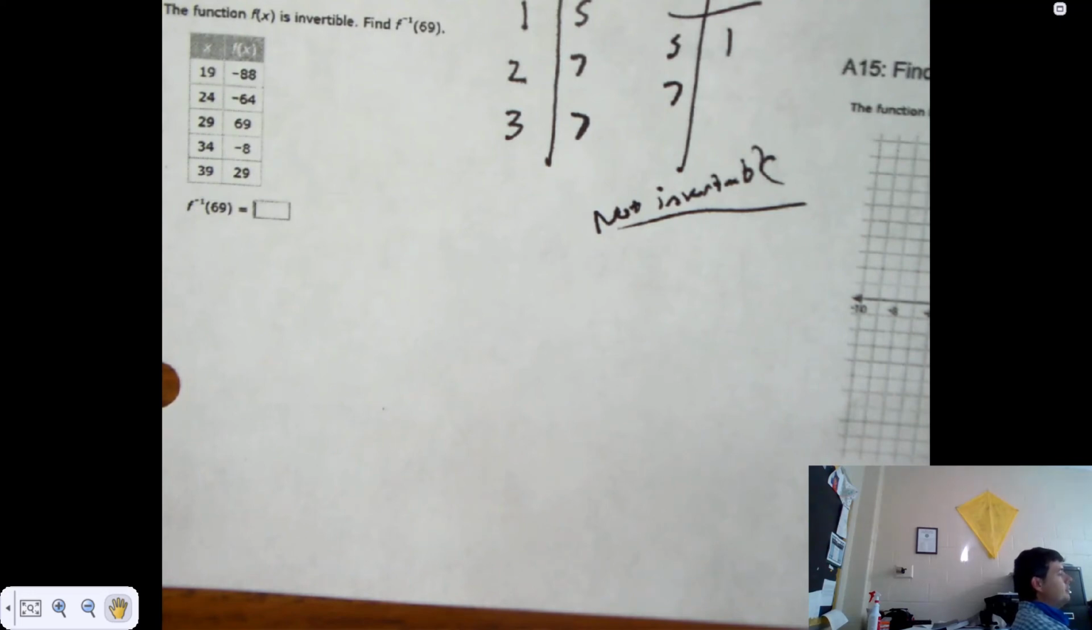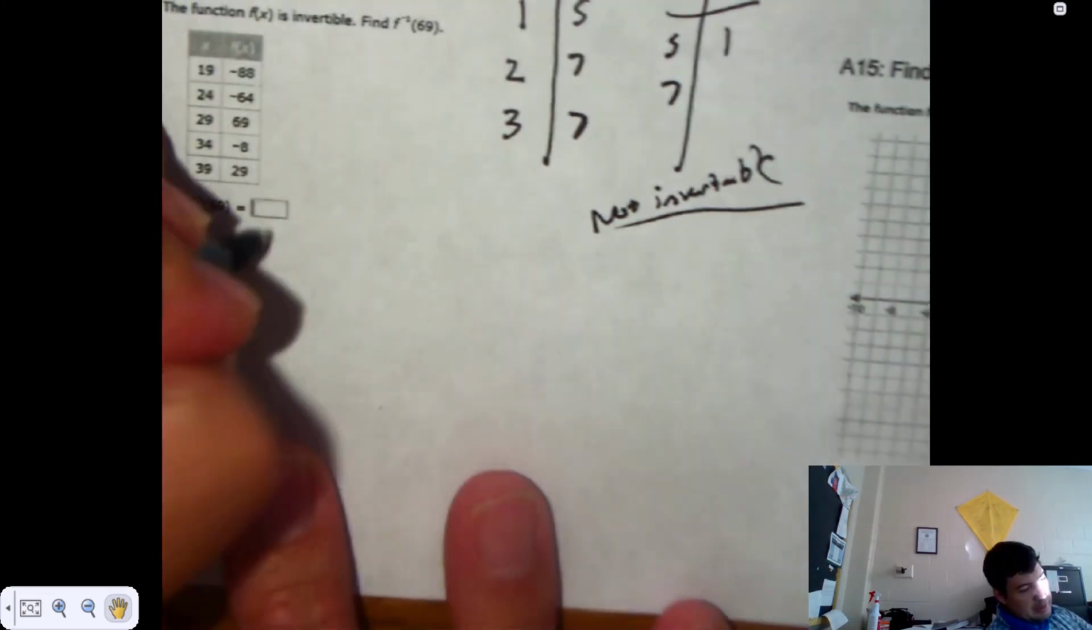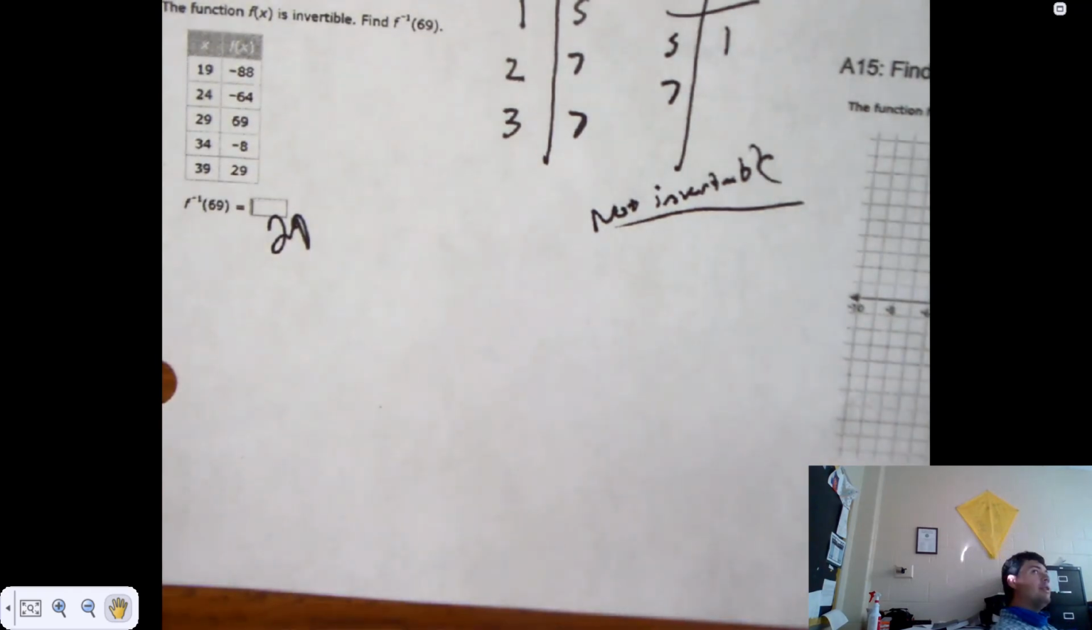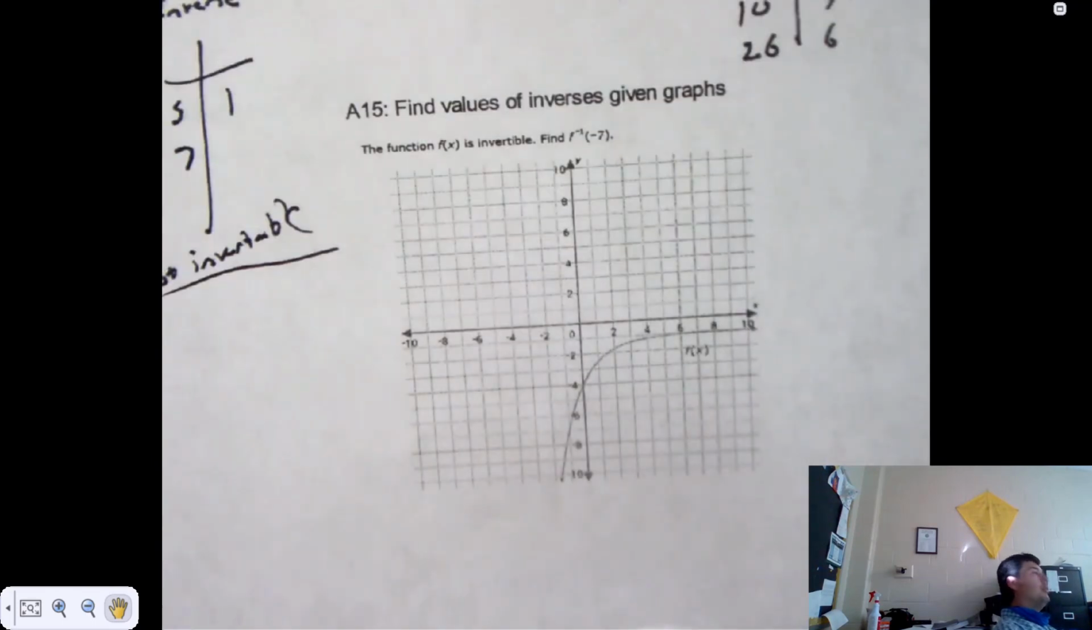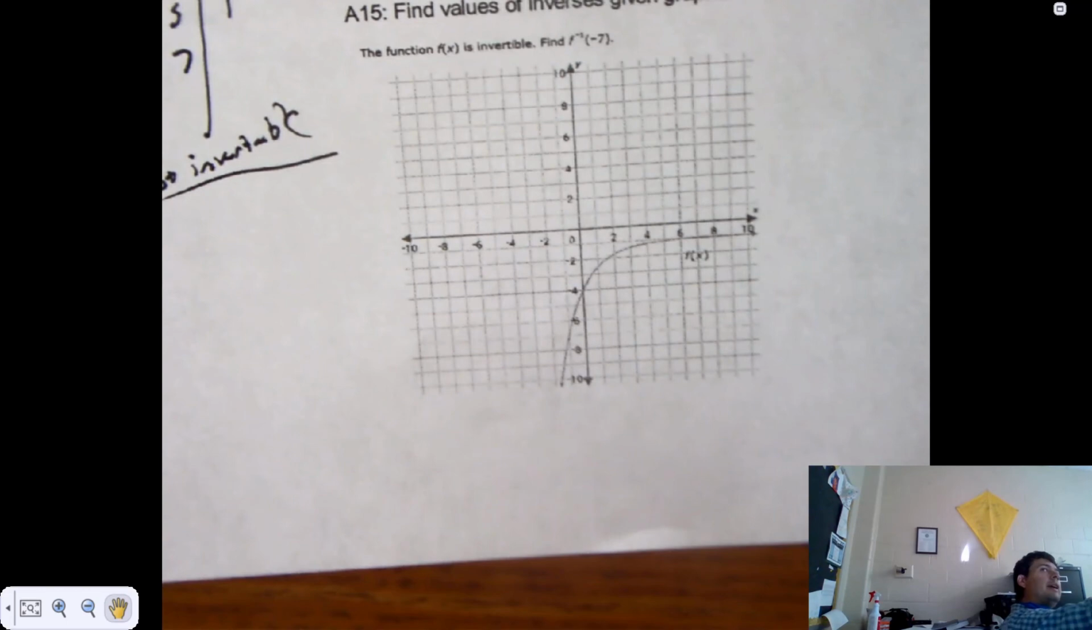$29. It's that simple. All right, so that's A14. I swear it will not take you more than 3 minutes to do. This is A15, which will also not take you more than 3 minutes to do. These are easy, easy grades. The function f of x is invertible, and there's a reason it's invertible, and we'll talk more about that later. Find the inverse value of negative 7.